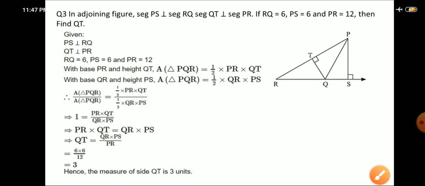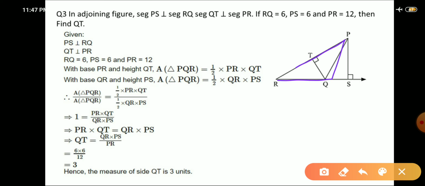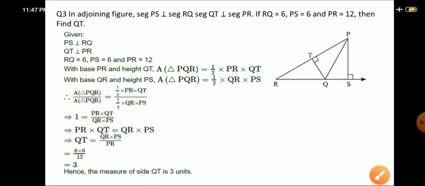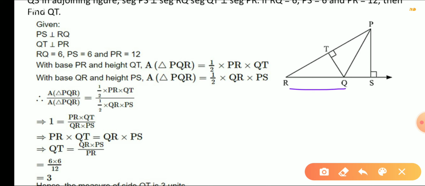Now we consider the same triangle but with a different height and base. This time we consider QR as the base and PS as the height. Therefore, the area of triangle PQR is equal to half into height, which is PS, into base, which is QR.